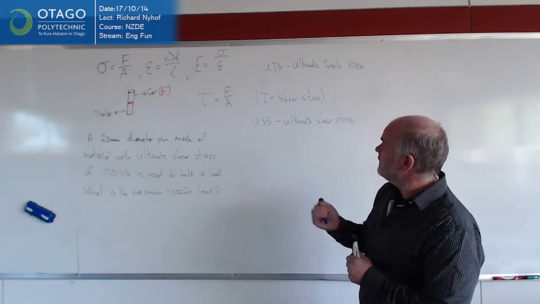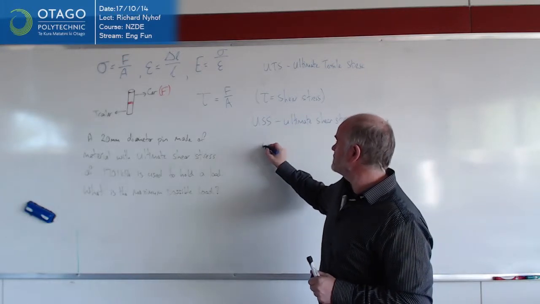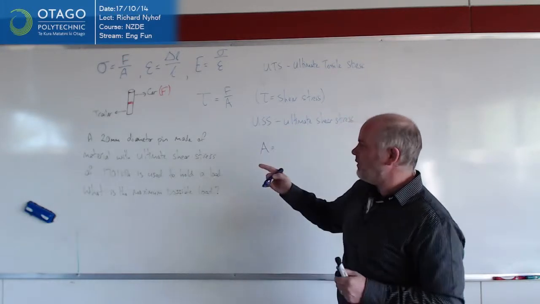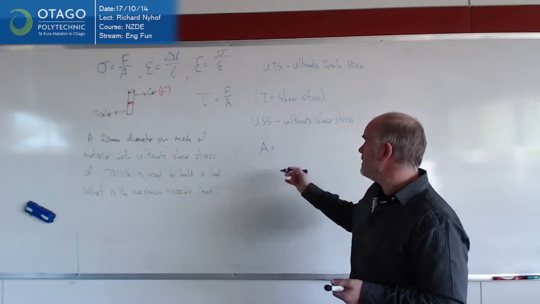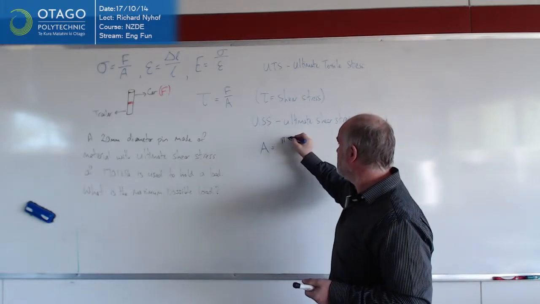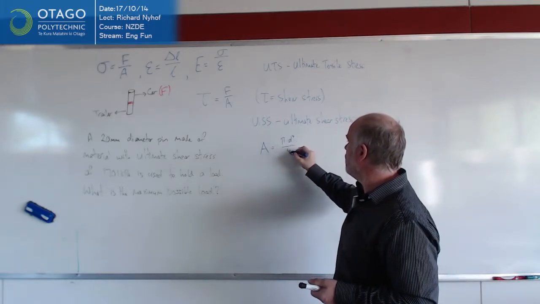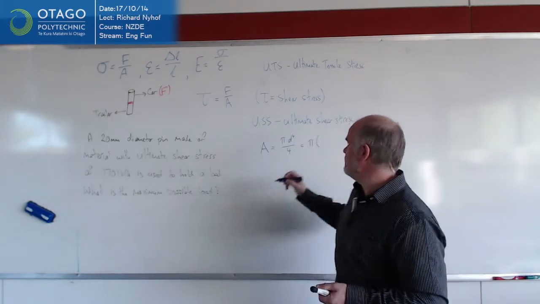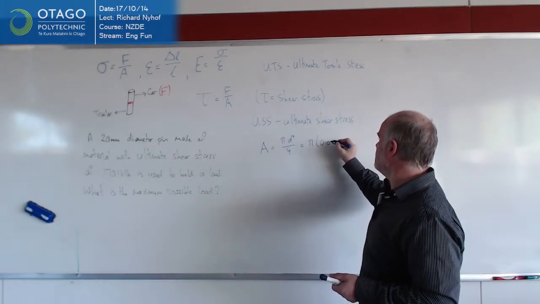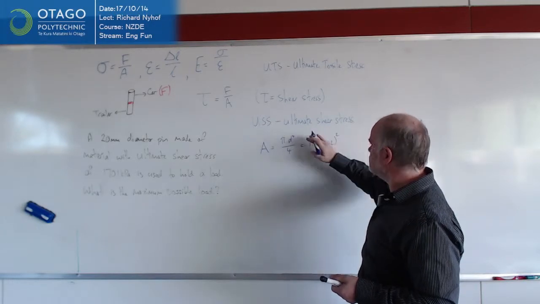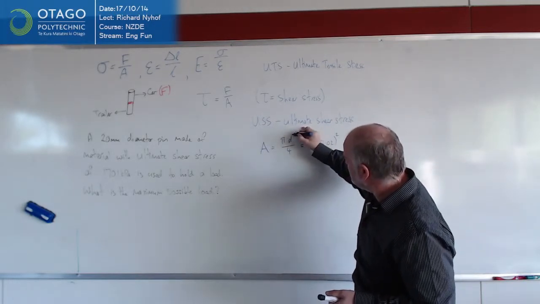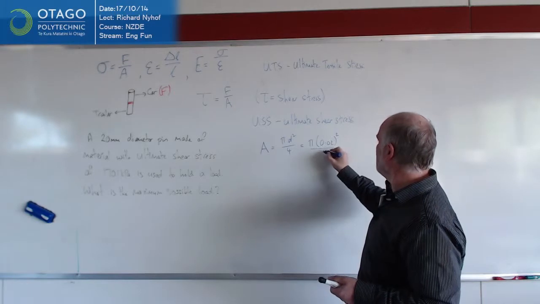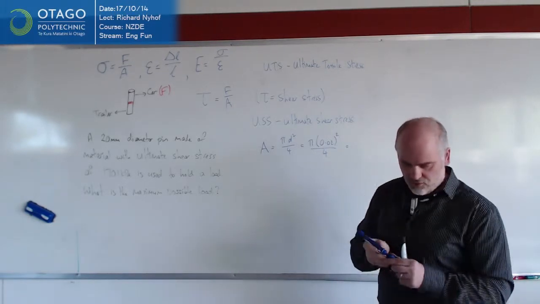So we know what the area is. Well, we know what the diameter is, so we can work out the area. So the area is pi d squared over 4, which is pi times the diameter, 20 millimeters, 0.02 squared, divided by 4. Reach for the calculator.